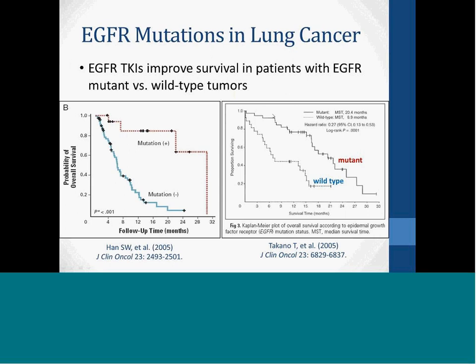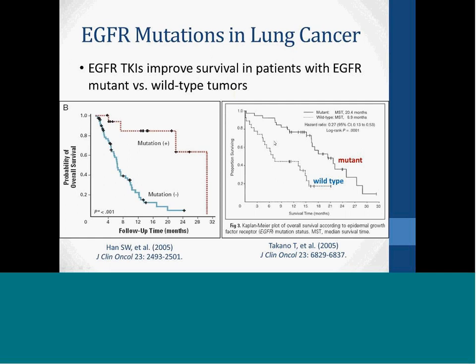So the discovery of EGFR mutations and their role in lung cancer was exciting because treatment of patients with these mutations really does improve survival when they're treated with these tyrosine kinase inhibitors. Simple studies here showing overall survival in patients treated with these EGFR tyrosine kinase inhibitors, and you can see that the survival rate in patients who have the mutation is much better than in patients that do not harbor these mutations. And similarly, the survival curve in patients who harbor the mutation here versus wild-type EGFR in this curve.